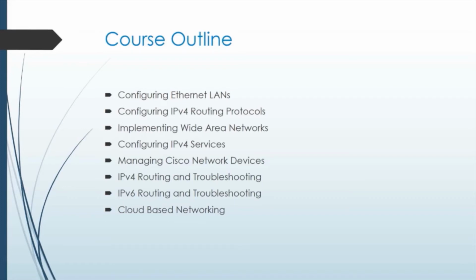We'll look at a little bit of management of Cisco network devices using SNMP, using IP SLA, and some other concepts that just really didn't fit in with ICND1. We'll take some time looking at troubleshooting IPv4 routing processes. We'll also implement and troubleshoot IPv6 routing processes. And then the final chapter there will be on cloud-based computing.